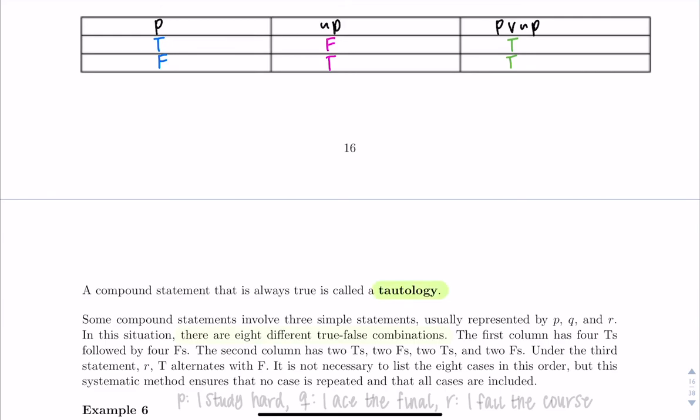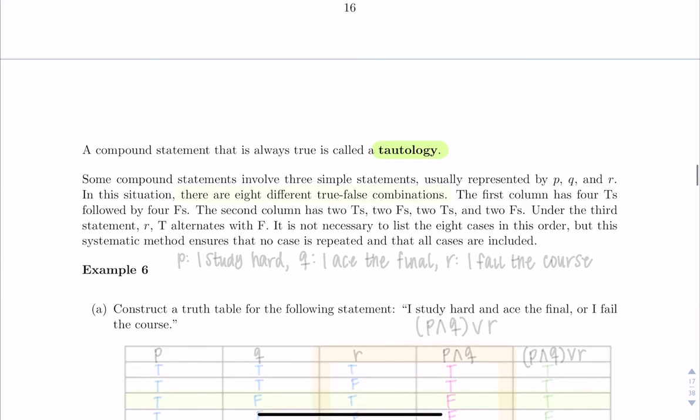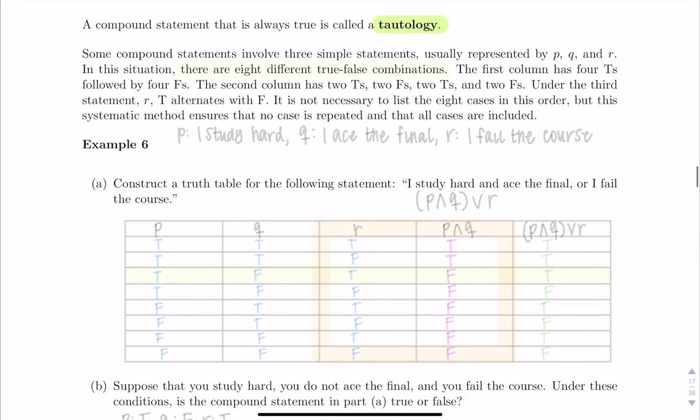Some compound statements involve three simple statements, usually represented by P, Q, and R. In this situation, there are 8 different true-false combinations. The first column has 4 T's and then 4 F's. The second column has 2 T's, 2 F's, and 2 T's, 2 F's. And the third column alternates T with F. It's not necessary to list them in this order, but this helps ensure that no case is repeated and that you hit all of the cases.